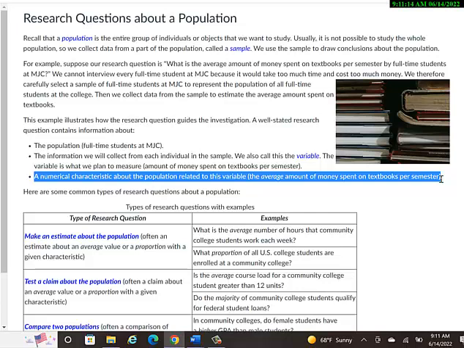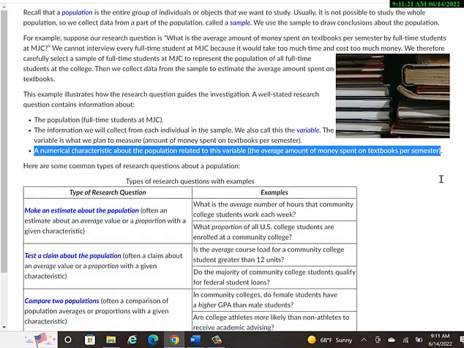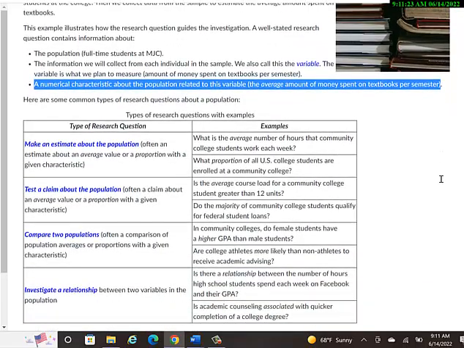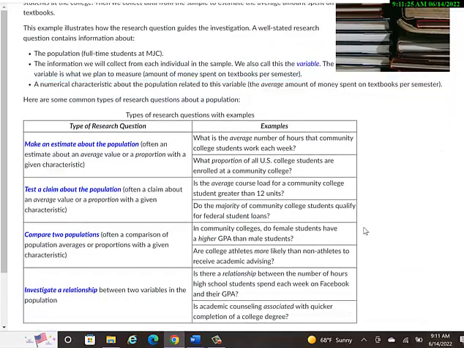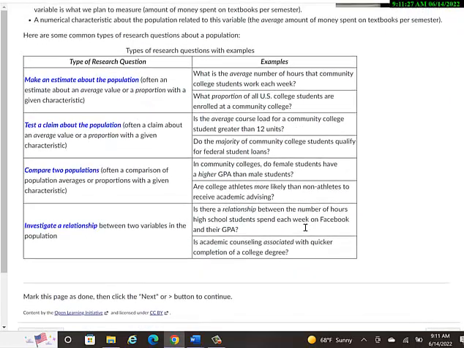That's not the whole population, but it's enough. So for example, I'd ask those 200 students about how much do you spend on textbooks. They'd give me their numbers, and then I'd average them out. And in the future, we'll talk more about averaging. But that would be my numerical characteristic that they're talking about.